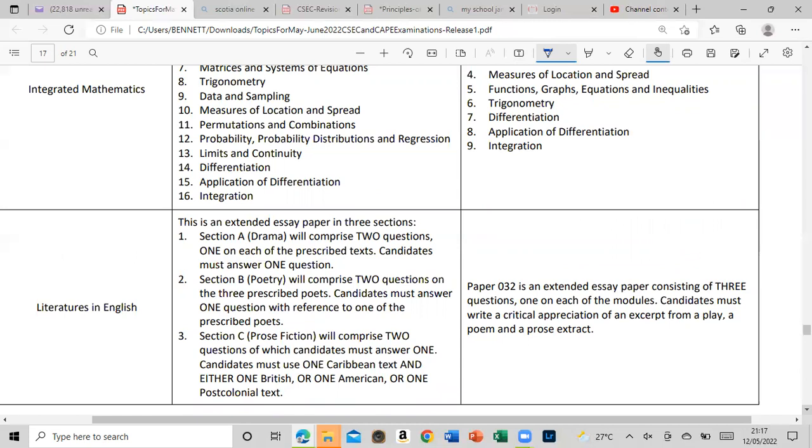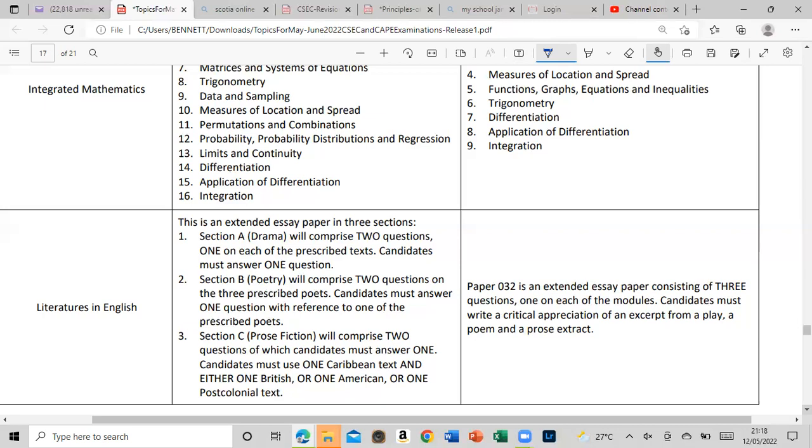So number 10, English literature. This is an extended essay in 3 sections. Section A, drama, comprises 2 questions, one of which is on the prescribed text. Candidates must answer 1 question. Section B, poetry, will comprise 2 questions on the 3 prescribed poets. Candidates must answer 1 question with reference to one of the prescribed poets. And section C, prose fiction, comprises 2 questions of which candidates must answer 1. Candidates must use 1 Caribbean text and either 1 British, 1 American, or 1 post-colonial text.